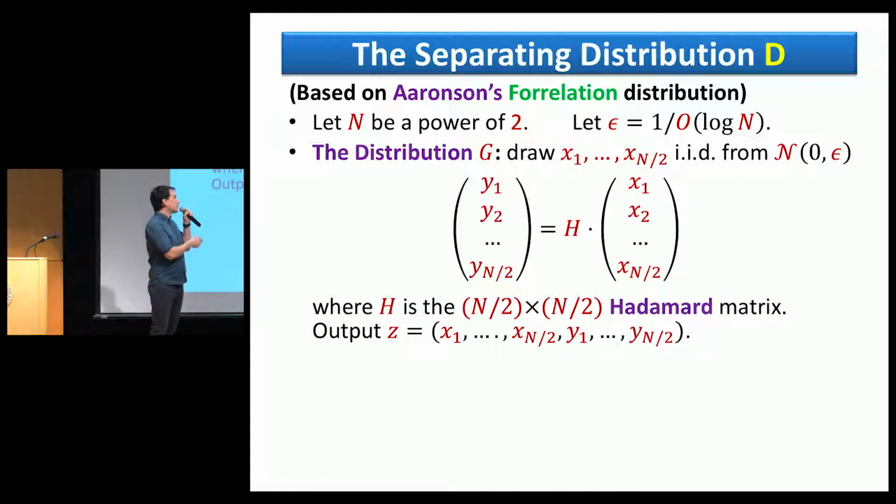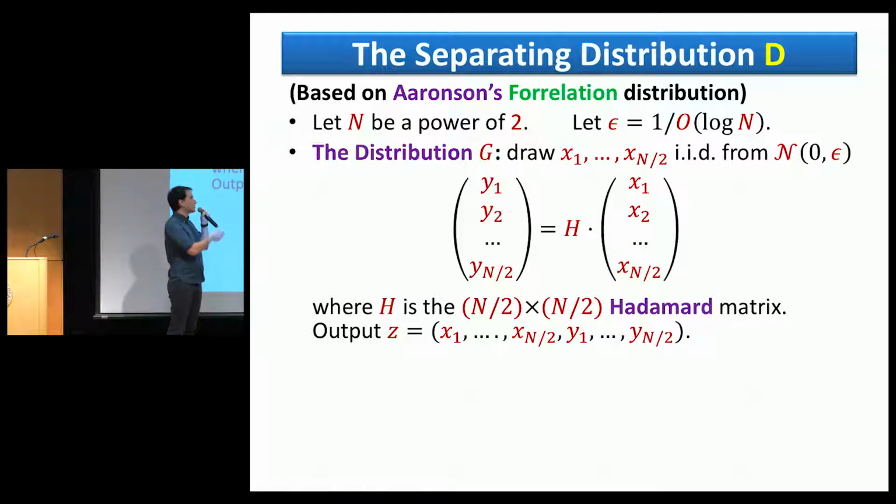I'm drawing x1 up to xn over 2, IID Gaussians with mean 0 and variance epsilon. So really maybe the simplest Gaussian distribution that you can think of, but that's not the end of it. Then I take this vector of x's and I multiply it with the Hadamard matrix. This is well known in quantum computing. The Hadamard matrix is sort of like performing the Fourier transform, right? And that's why the name correlation is sort of like saying that two vectors are correlated after you apply Fourier on one of them. So that's the idea of the name, but let's see what it actually means.